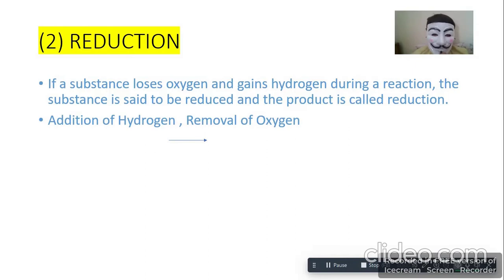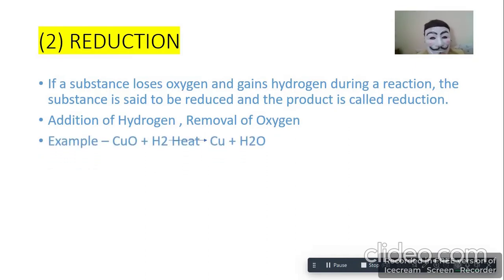So addition of hydrogen, removal of oxygen. Let's see some examples. CuO plus H2 will give rise to Cu plus H2O. Again, here also we can see copper plus water is formed.